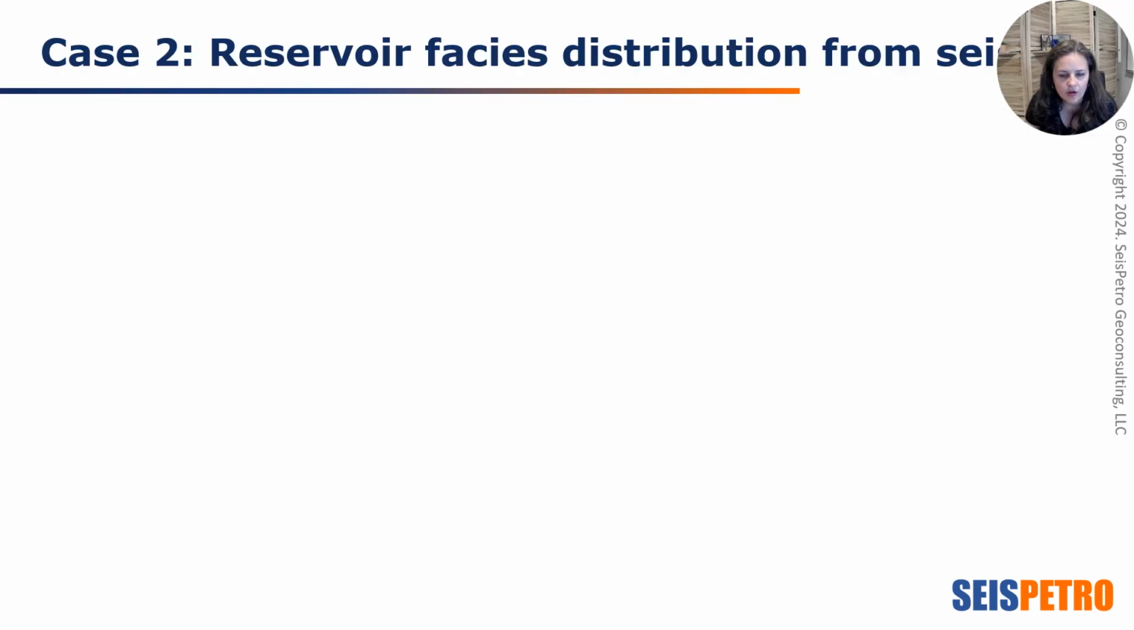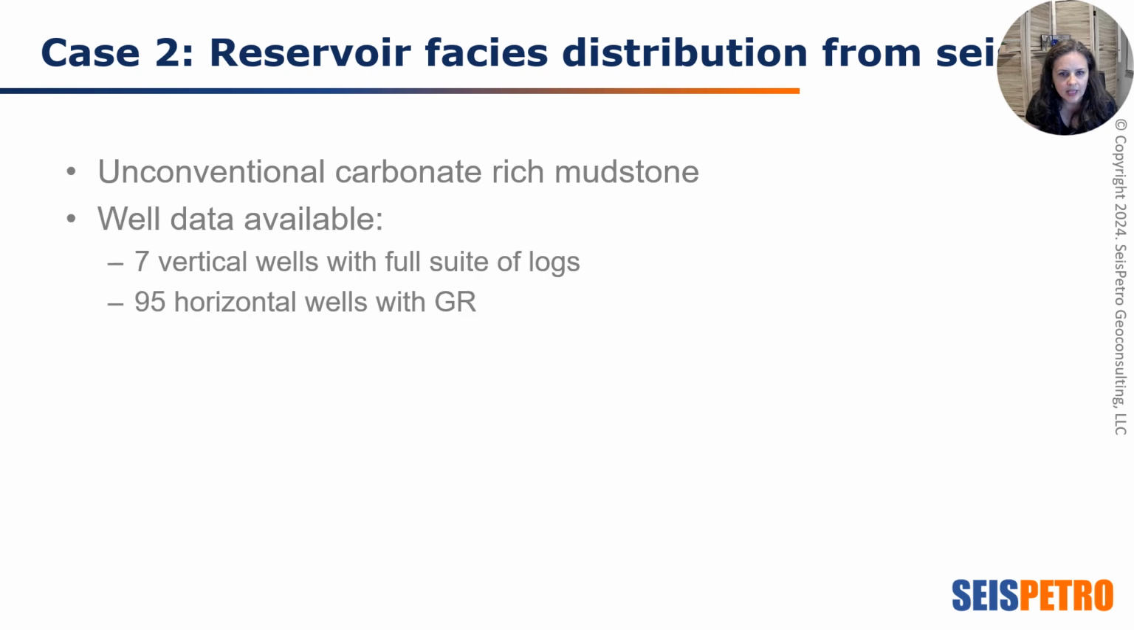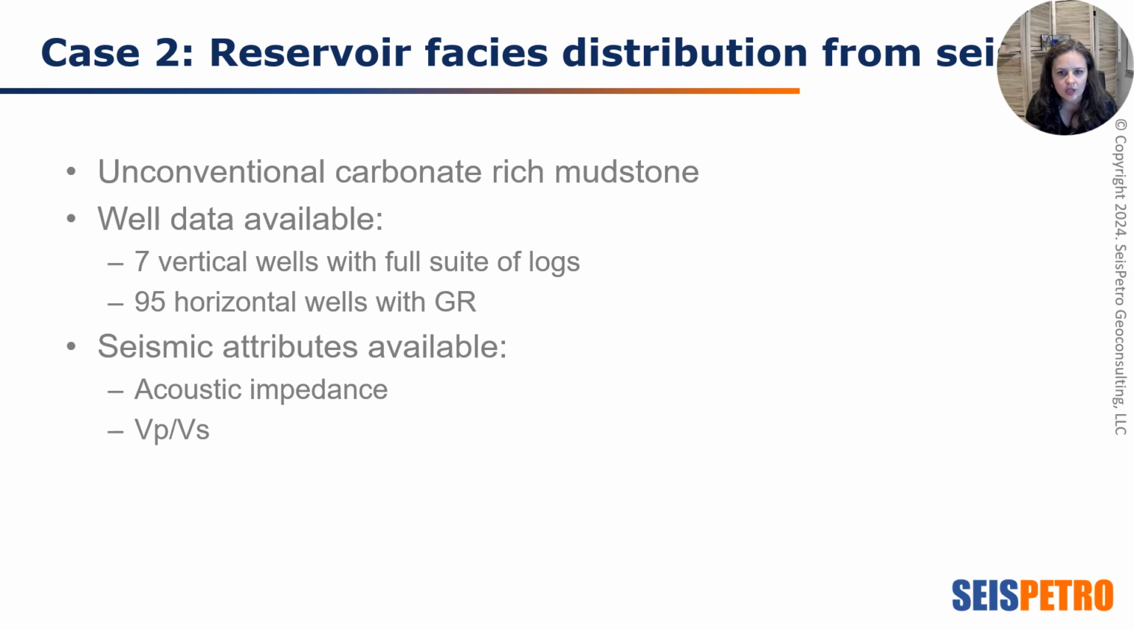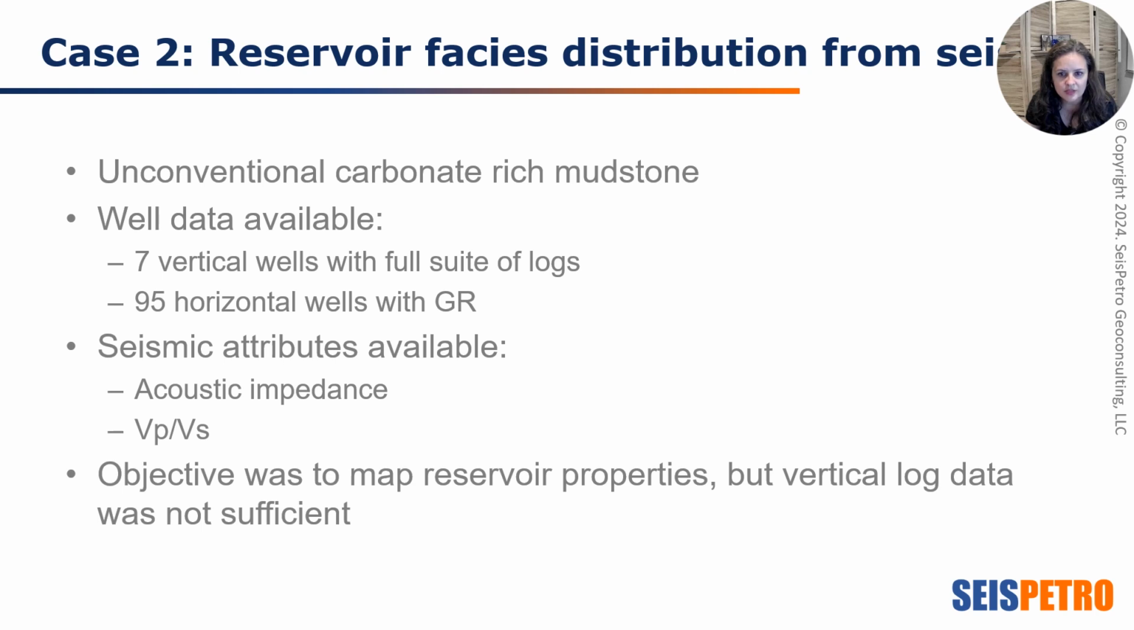As we did before, we have here some background information. This again is an unconventional carbonate-rich mudstone. In the area of interest, we had only 7 vertical wells with a full suite of logs, but 95 horizontal wells with gamma ray data. From seismic, we got seismic attributes for acoustic impedance and BP/BS ratio. And the objective was to map the reservoir properties, but the vertical log data was not sufficient to add enough detail.